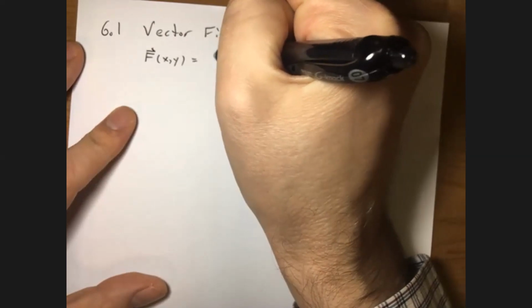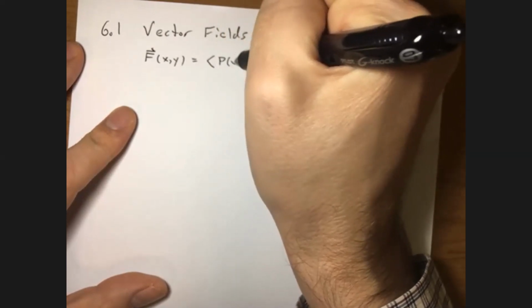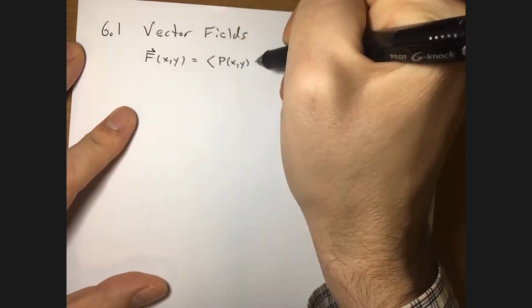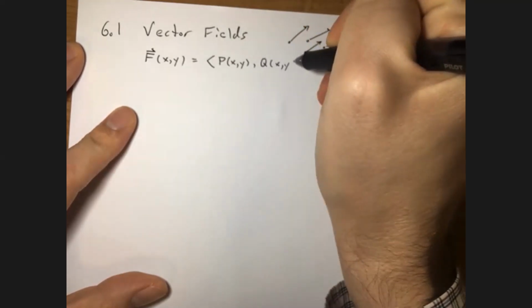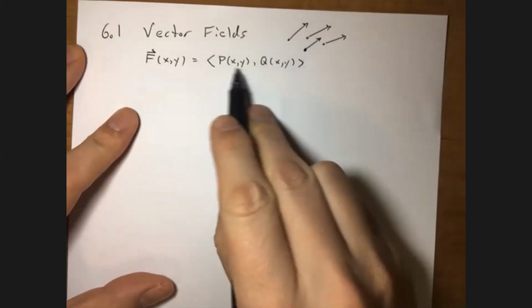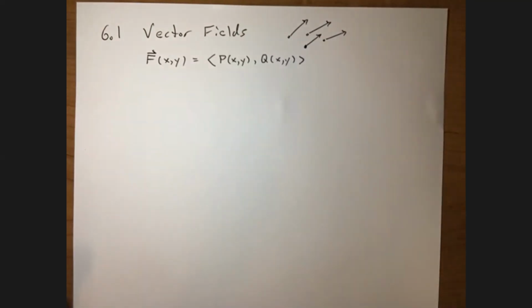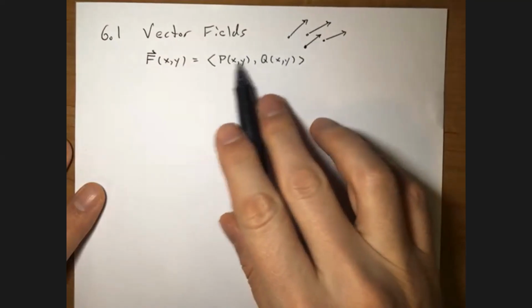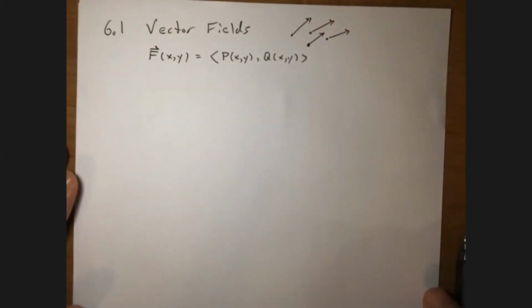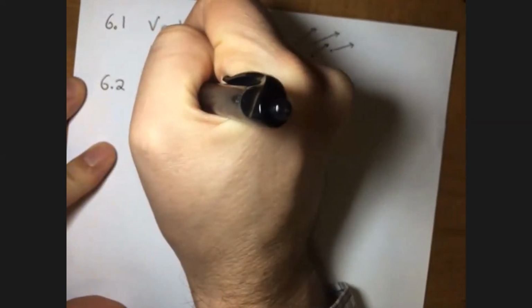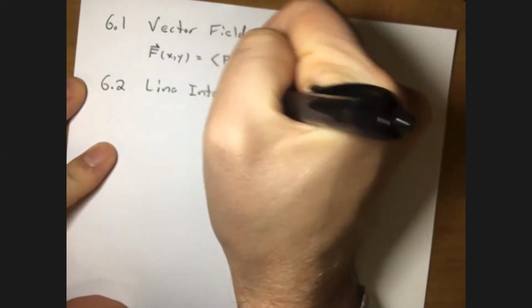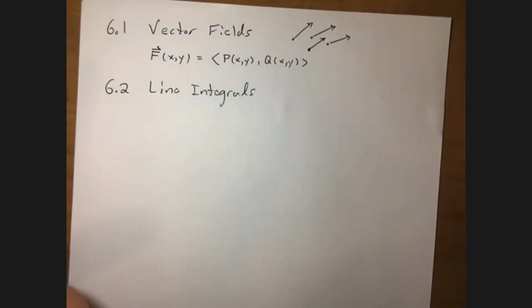But you can also have vector fields in 3 dimensions, and so it'll have some function for its x coordinate and some function for its y coordinate. And these are functions of x and y because they have to be valued at every point in space, right? And then we talked about line integrals in section 6.2. Line integrals came in 2 types.